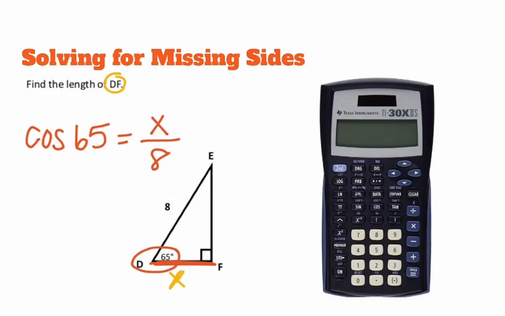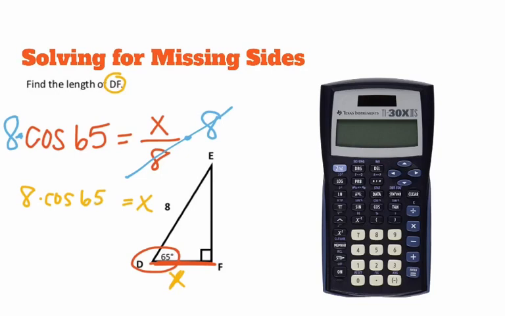All right, now I need to solve for the value of x. So this is where we have to do some algebra. To get x by itself, currently x is divided by 8. The inverse operation would be to multiply both sides by 8. So I have x is equal to 8 times the cosine of 65.